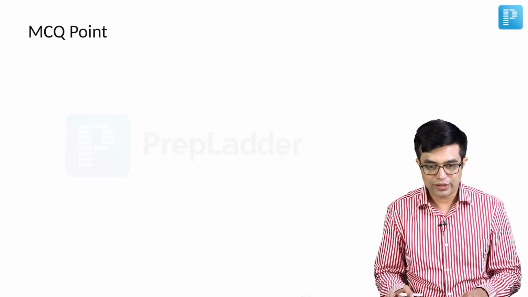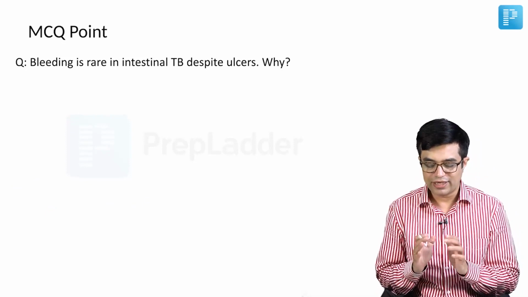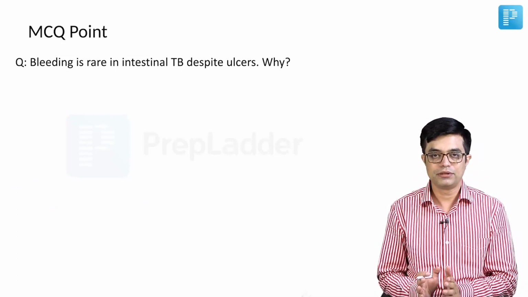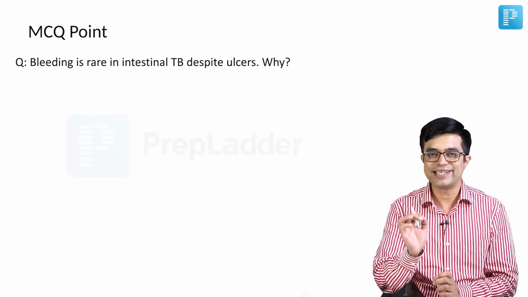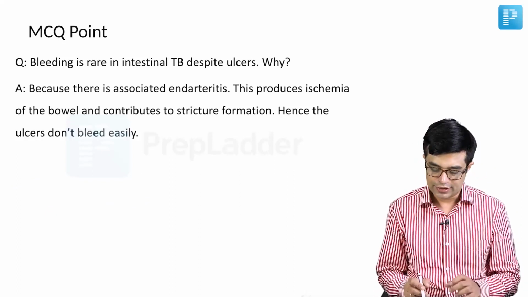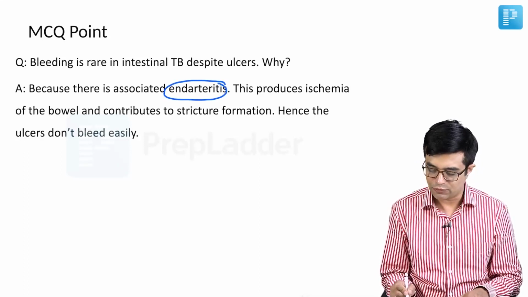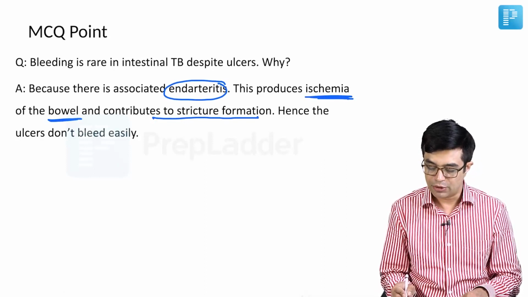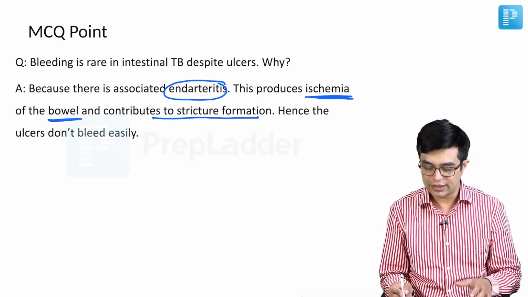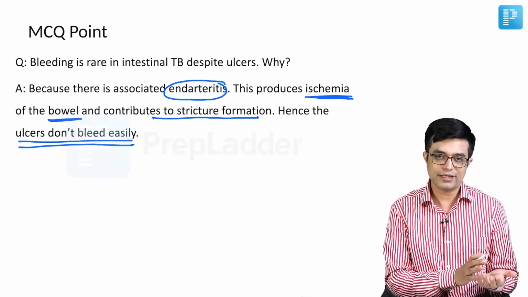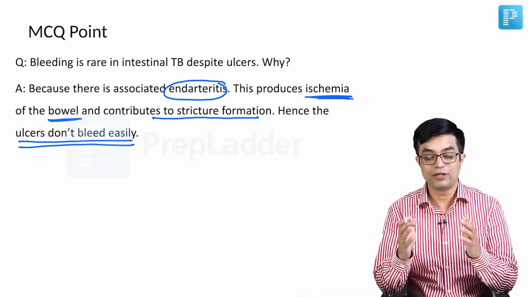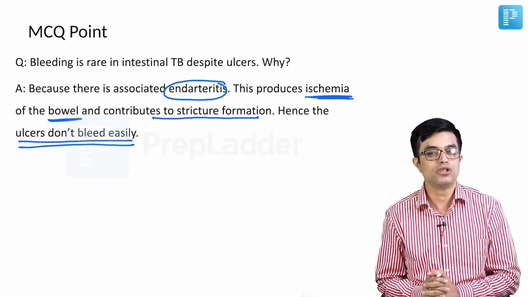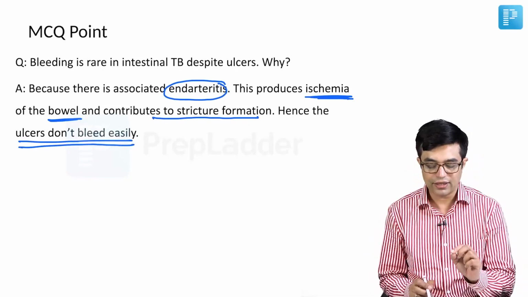So an MCQ point, bleeding is found to be rare in intestinal tuberculosis despite ulcers. Why? Very simple. There is a word called end arteritis which is responsible. There is associated end arteritis. This produces ischemia of the bowel, and this also contributes to stricture formation because there is relative ischemia in the gut. These ulcers, one reason is they are shallow, but even if they are shallow, they should bleed. They don't bleed easily because there is end arteritis producing relative ischemia in the region of these ulcers, and that is why bleeding is rare.